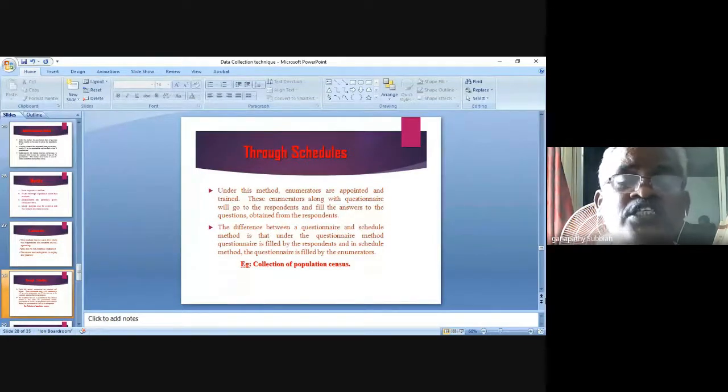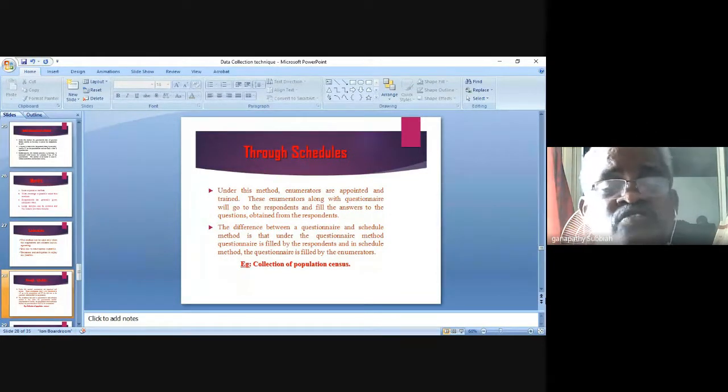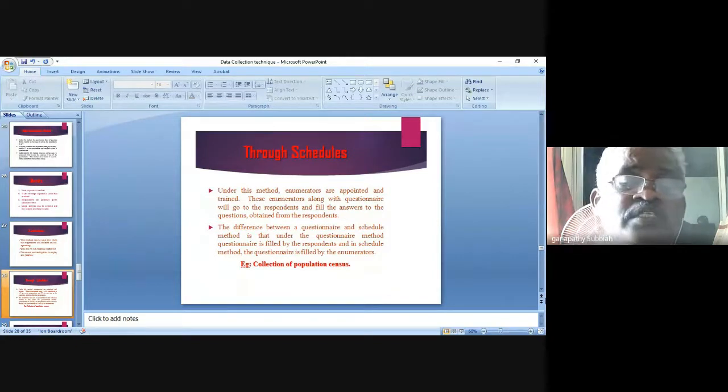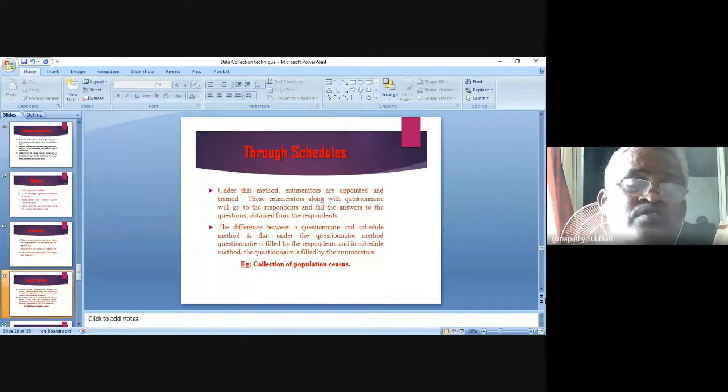The enumerators pose the questions and fill in the answers given by the respondent under the schedule method. The difference between questionnaire and schedule methods is that under the questionnaire method, the questionnaire is filled by the respondents, and in the schedule method, the questionnaire is filled by the enumerators.